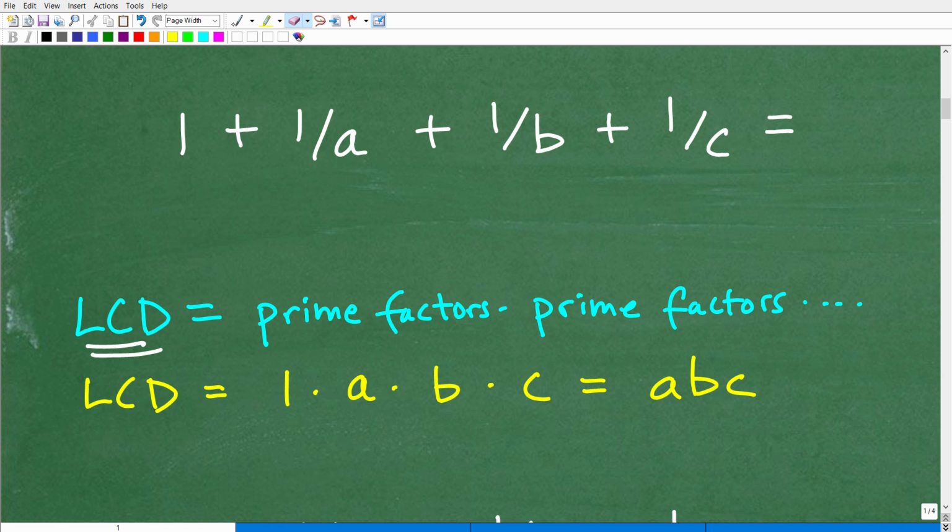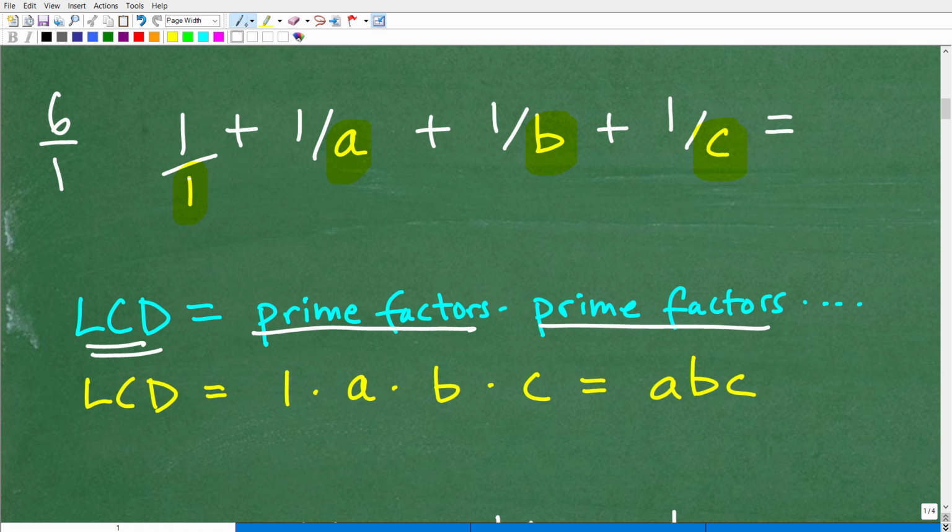All right, so the LCD, the lowest common denominator, is effectively the product of all the prime factors of the respective denominators involved. So what do we have here? We have 1. So this denominator here is 1. Anytime you want to see a number as a fraction, like the number 6, just put it over 1, and now you can see its little denominator. So here's 1, here's A, here's B, and here's C.